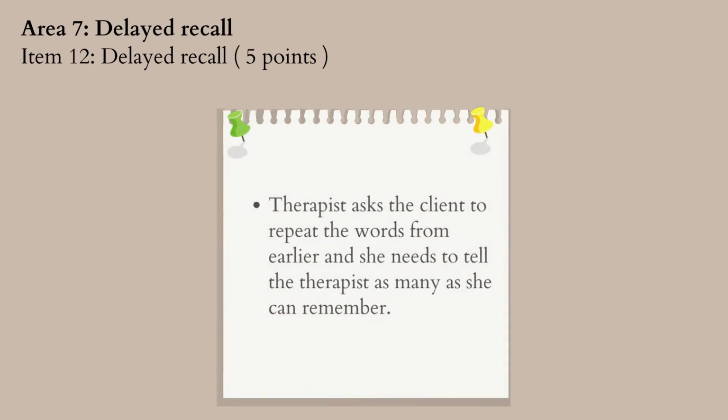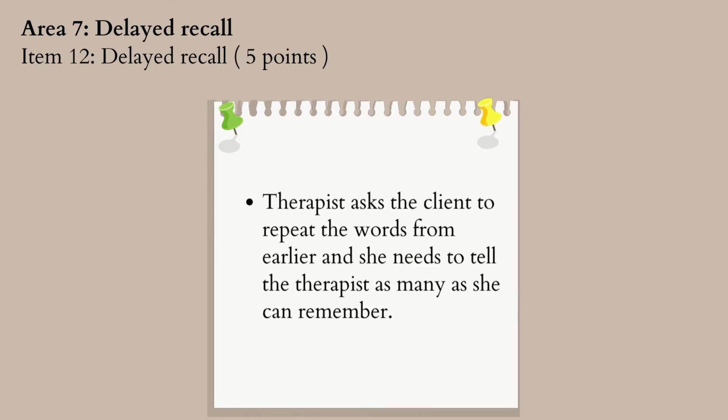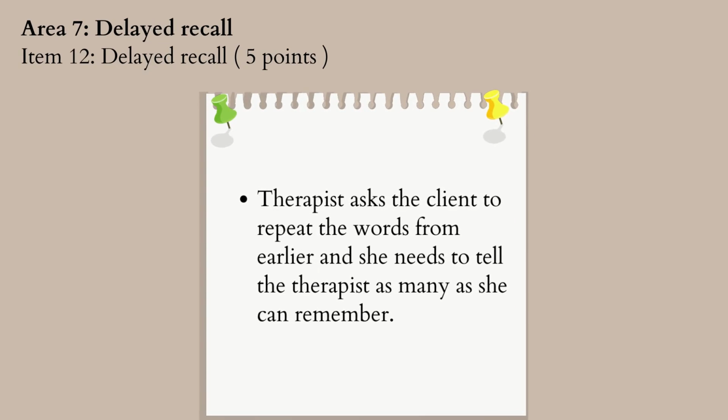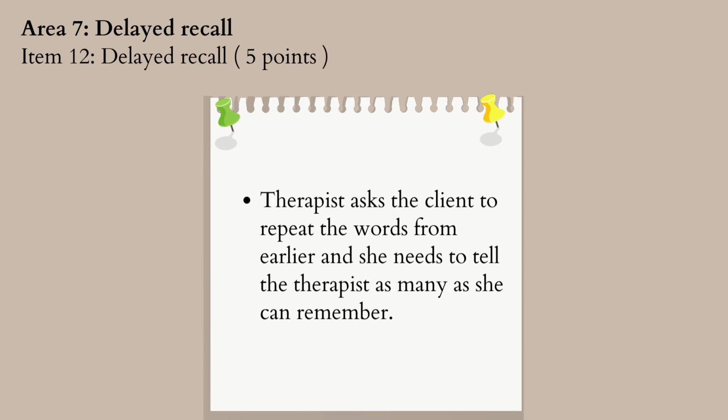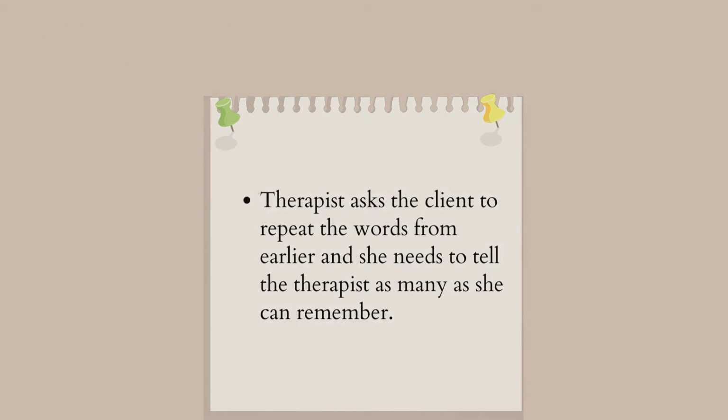Okay. Next, for the seventh area and the item number 12, we have delayed recall, which has total of 5 points. In this item, the therapist will ask the client to repeat the words from the area 3 earlier, which is the memory, and the client needs to tell the therapist as many as she can remember.